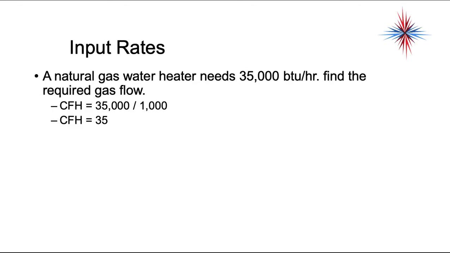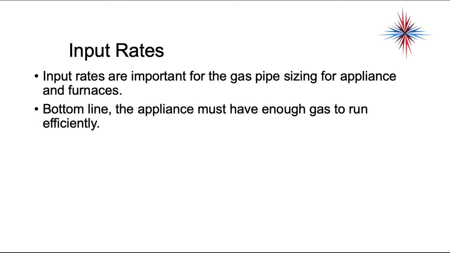So an example of this, a natural gas water heater needs 35,000 BTUs per hour. We need to find the required gas flow. Okay, easy. We take our 35,000 divided by the 1,000, because our heating value of natural gas is 1,000, and we get 35. Input rates are important for the gas pipe sizing for an appliance and furnaces. The bottom line is the appliance must have enough gas to run efficiently.